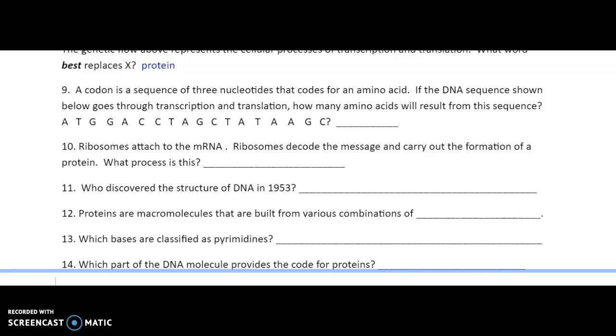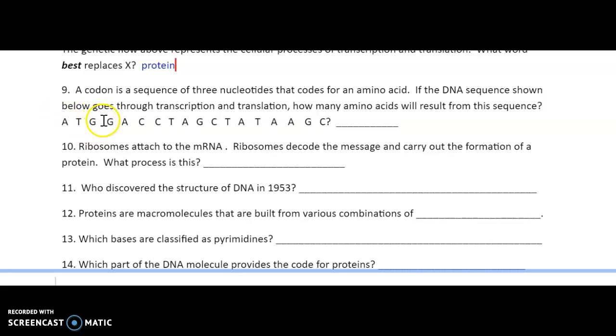Number 9 says a codon is a sequence of 3 nucleotides that codes for an amino acid. If the DNA sequence shown below goes through transcription into an mRNA and translation into a protein, how many amino acids will result from this sequence? Well, we said it takes 3 bases to make a codon for 1 amino acid. So to do this, we can put those in.